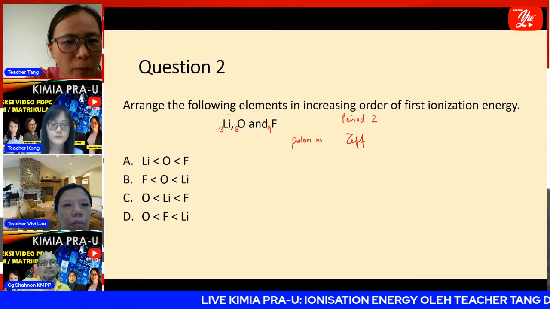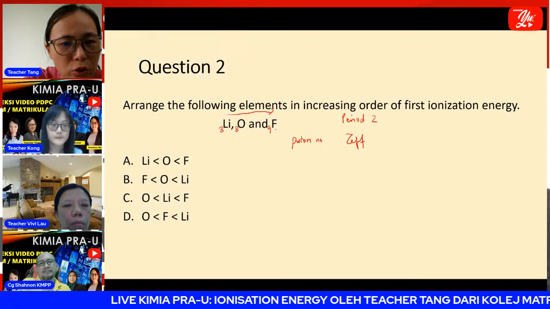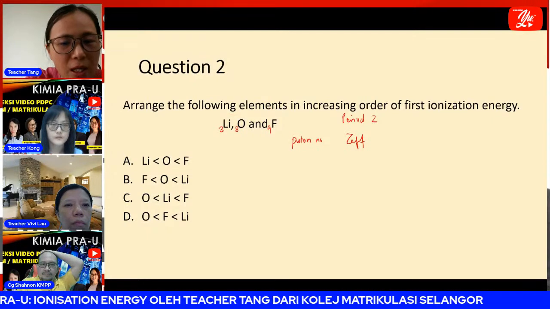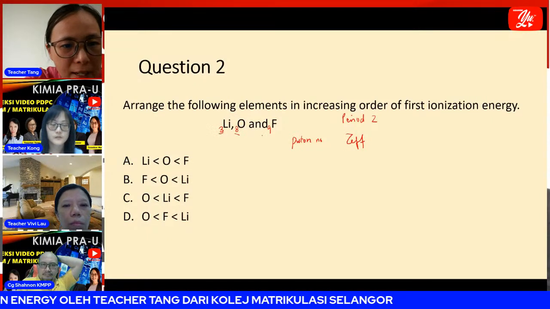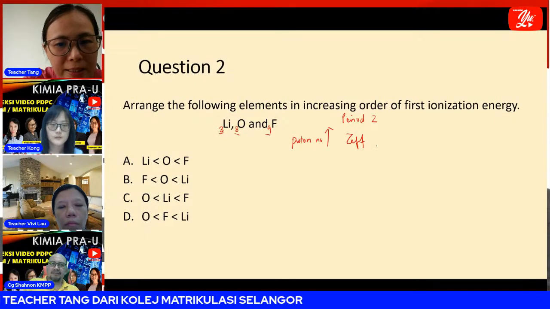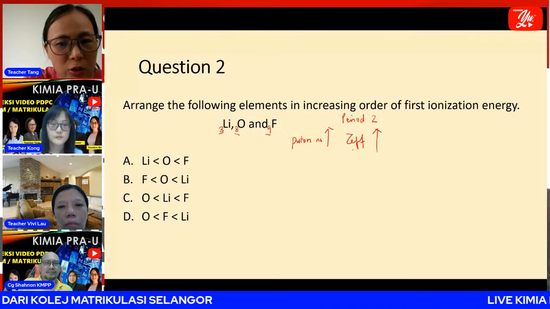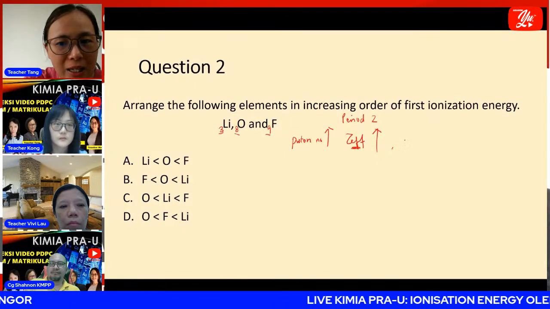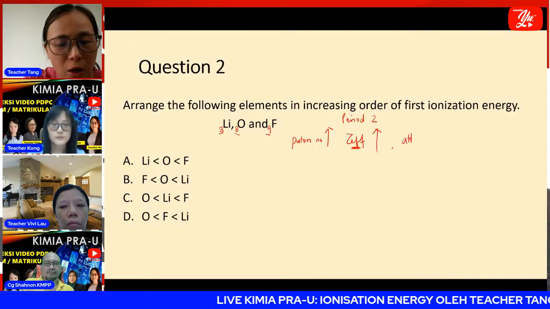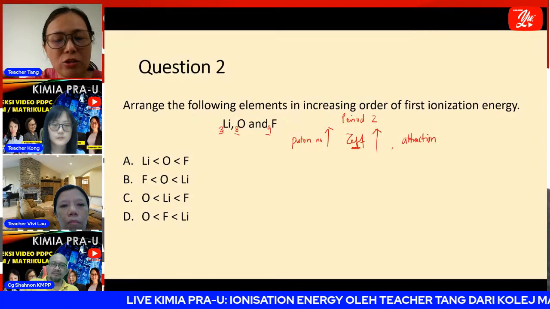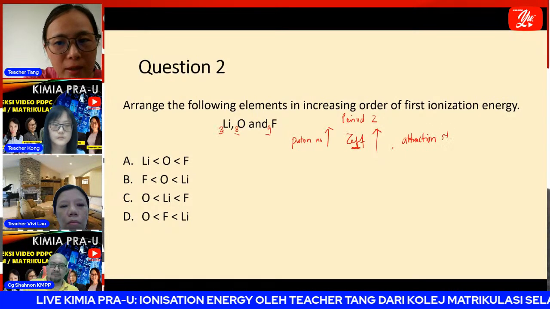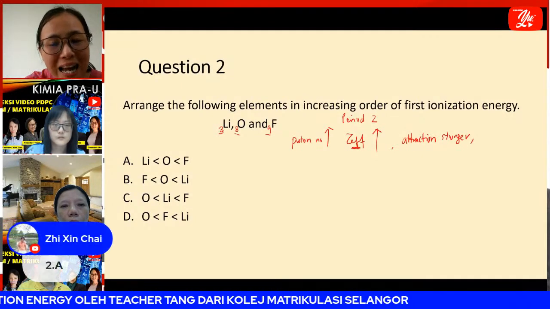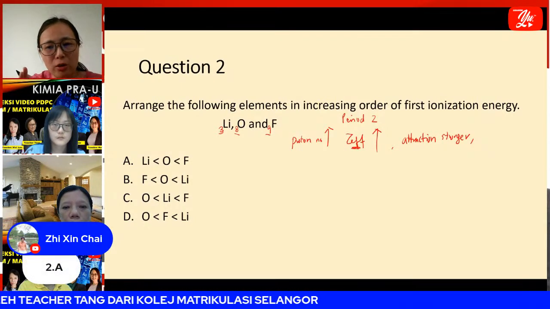Okay, so from lithium to fluorine, we can see that their proton number increases. So that means that Zeff increases. Zeff refers to the net attraction. So the attraction of the nucleus on the outermost shell electron becomes stronger. So when attraction becomes stronger, it means that now the distance will be shorter.